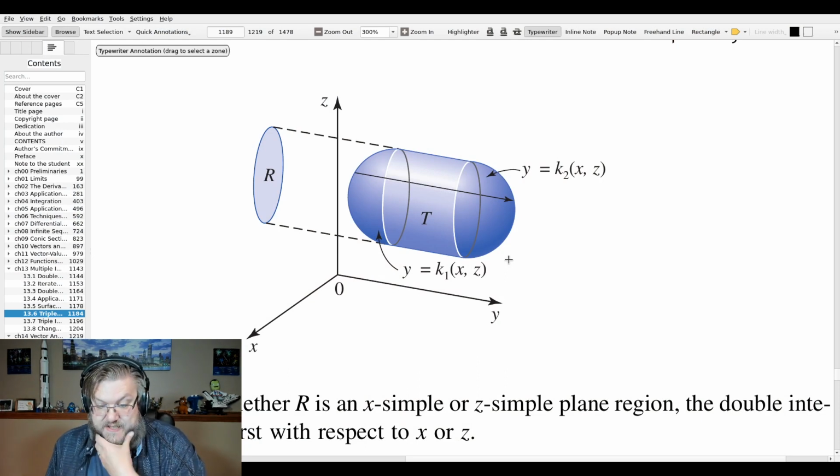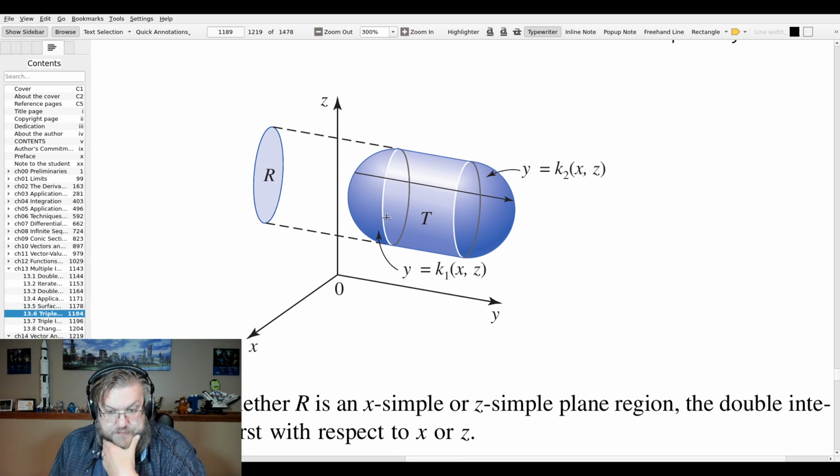All right, take a look at this here. We have this 3-dimensional solid as our domain of integration right here. It looks like I can tell what the left surface is and what the right surface is. In fact, they've described these left and right surfaces as a function of xz and a function of xz. Do you see that?